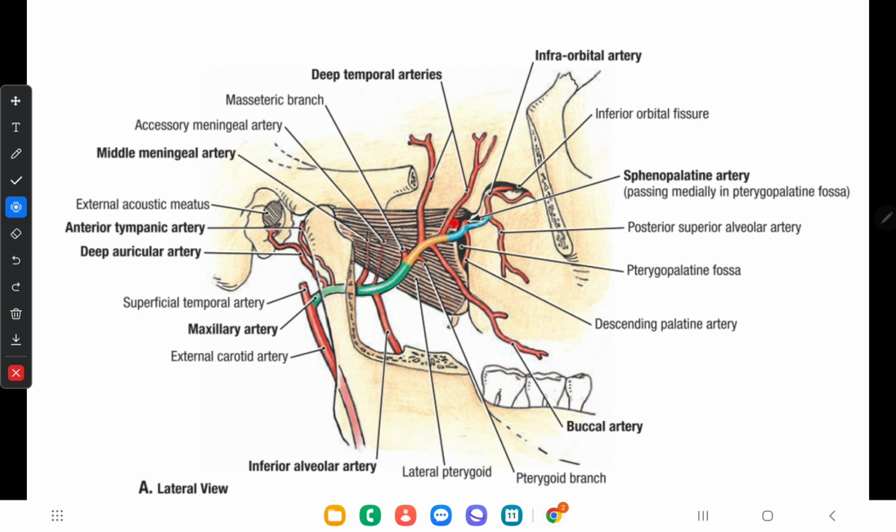Then in the third part of the maxillary artery, there are 6 branches. Here you can see only 4 branches: infraorbital artery, sphenopalatine artery, posterior superior alveolar artery and descending palatine artery. There are other 2 branches, the artery of the pterygoid canal and pharyngeal artery. So all together there are 15 branches in the maxillary artery. Hope you can understand the course and the branches and their distributions of the maxillary artery.